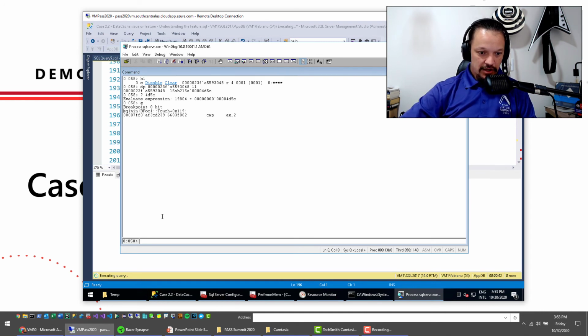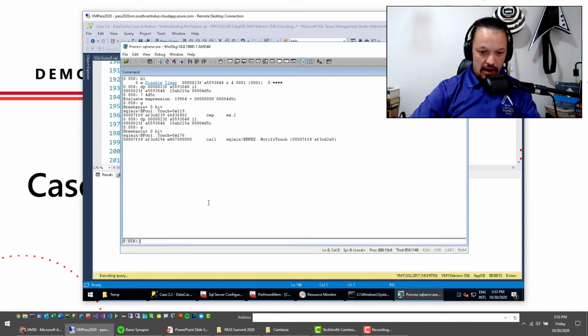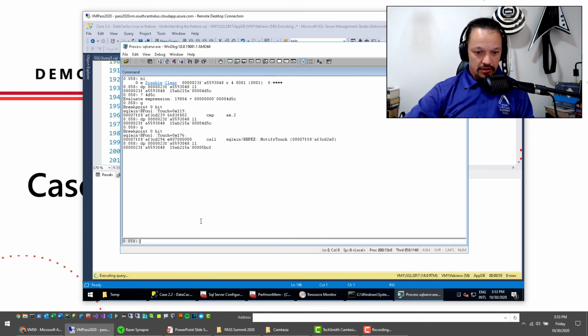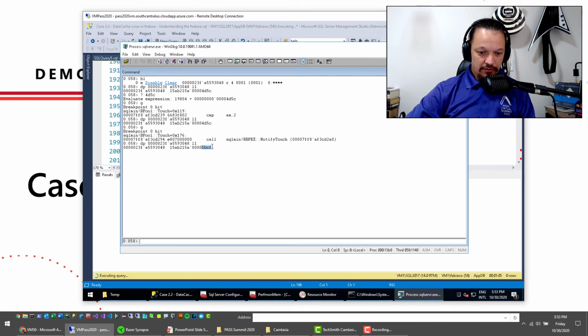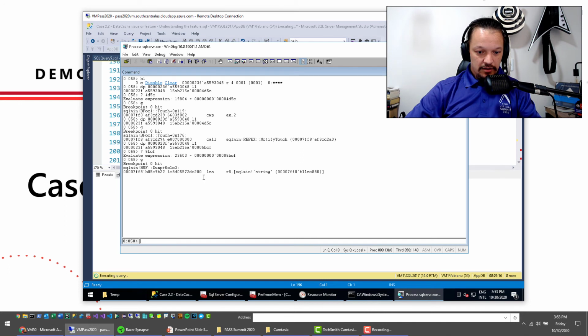So next touch, let's see if it was changed. DP this one again. No, the same value, you see, for the 5C. Let's try again. Now it's calling something, but it looks like it's after the, let's DP again. Yep, it was changed. Now the value is 5BCF. Let's see what the new value is. This is probably the one we will see as the result in the DBCC buffer output. So 23,503. And let's try again. Dump again. Let's see if it changed. Nope, same one yet.